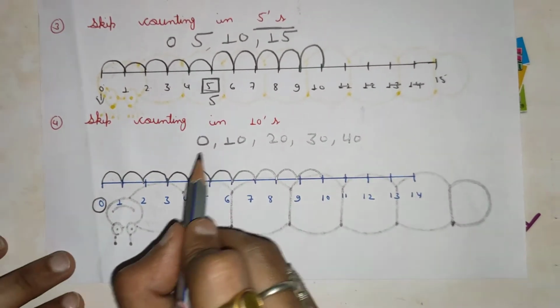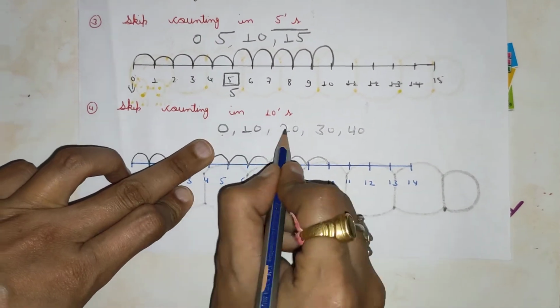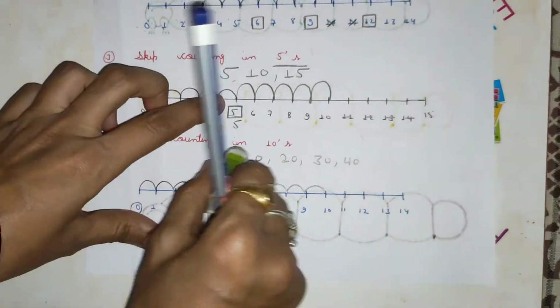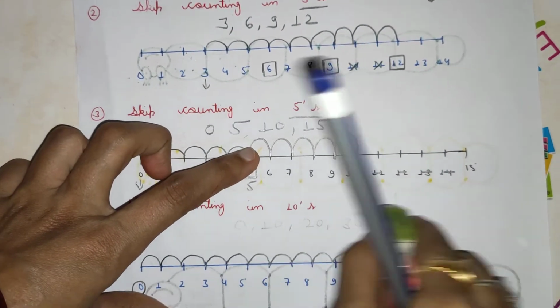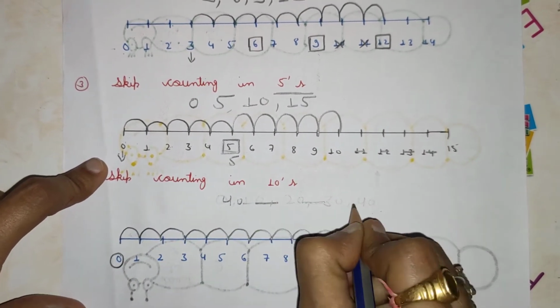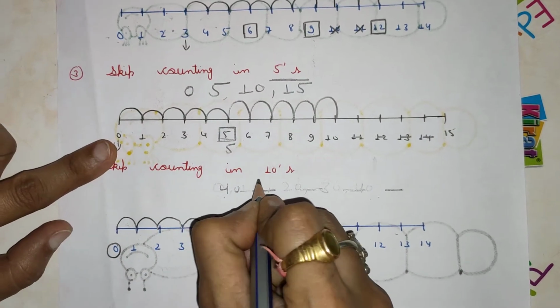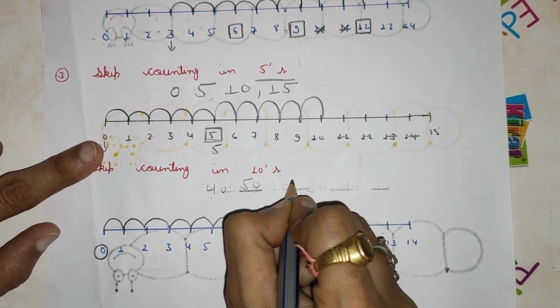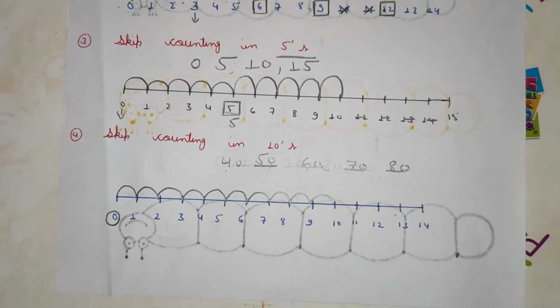You just see the example: in tens you have the numbers 0, 10, 20, but it is not compulsory that your numbers start from 0. It can be any number. Suppose I have written 40, now you just find out the next term. You can see that easily. The next term would be 50, then 60, 70 and 80.